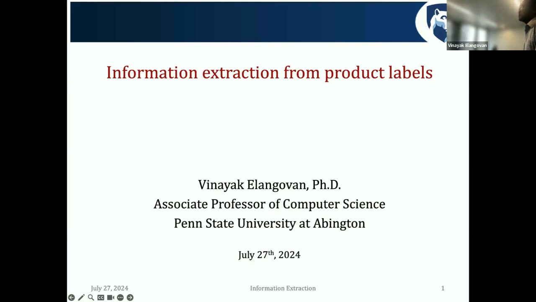Research, I'm working on information extraction from product labels. Penn State Abington is a smaller campus. Penn State University has around 24 campuses, and ours is almost the third largest campus at Penn State. We have 4,000 students, and everyone is an undergraduate. We don't have a graduate program over there.